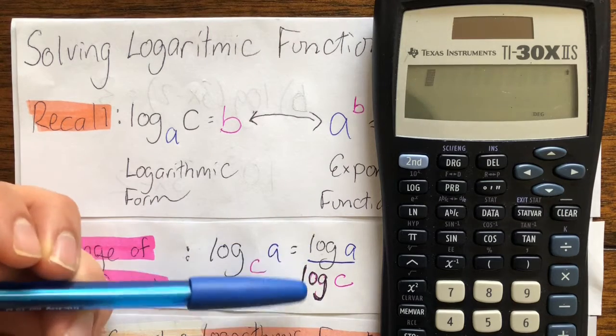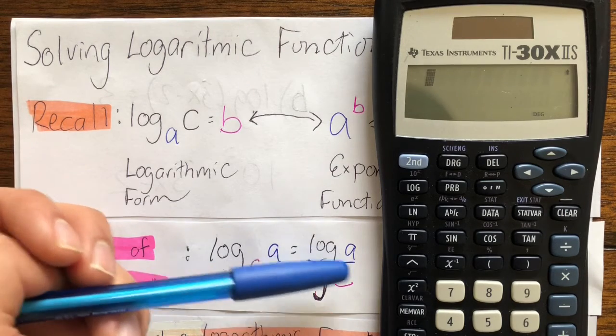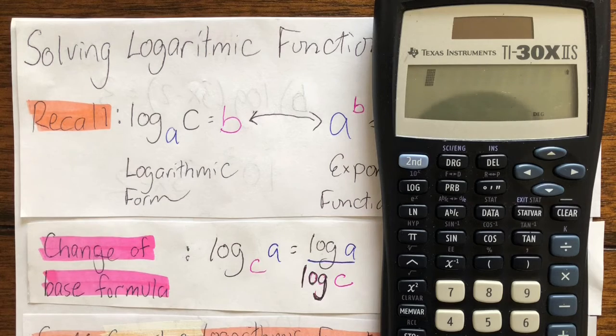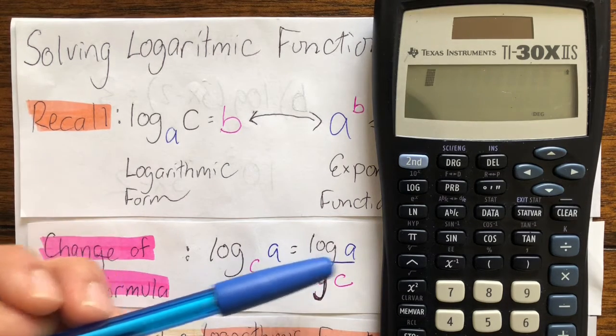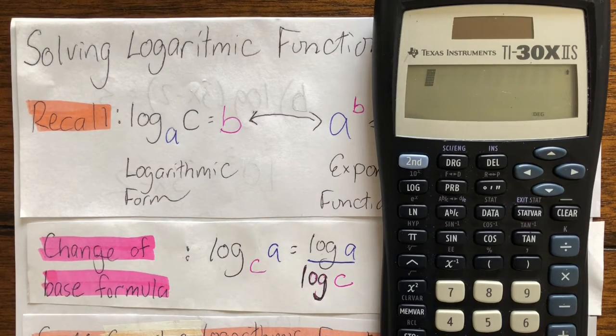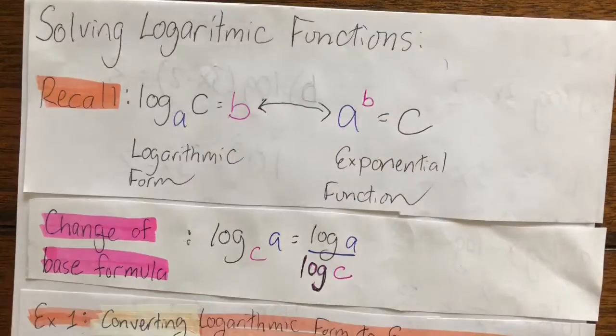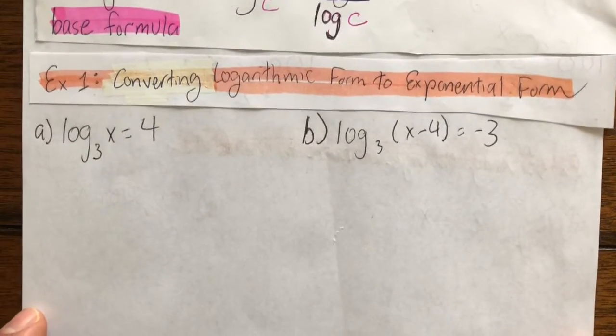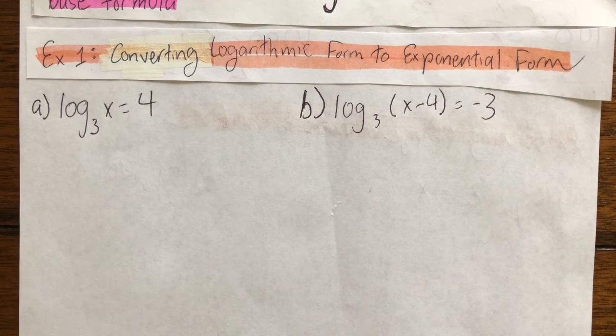Now these logs are the common logs, since there is no base, and with a common log, the base is automatically 10. So we have log of A divided by log of C. We're going to take a look at two examples where we use the change of base formula. But for right now, we're going to convert logarithmic form to exponential form to solve. So we have part A and part B.